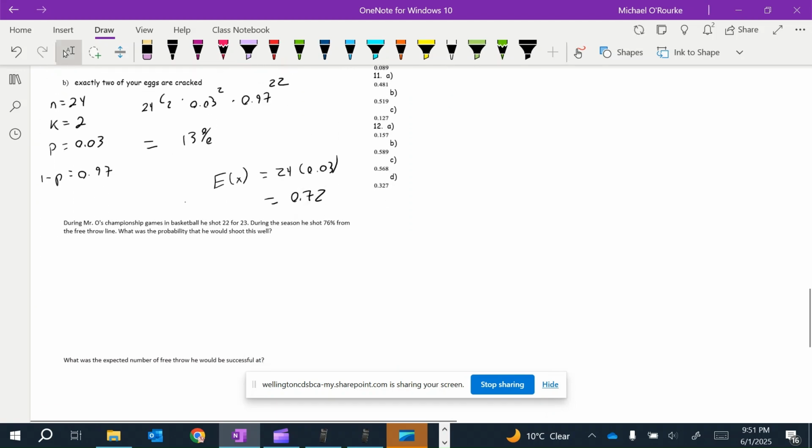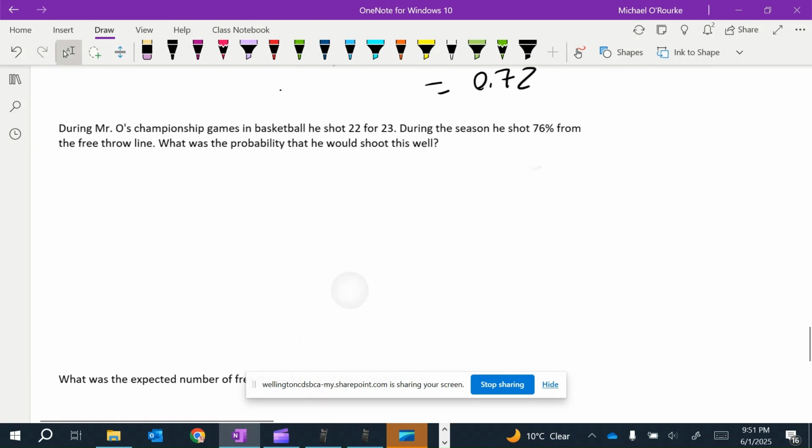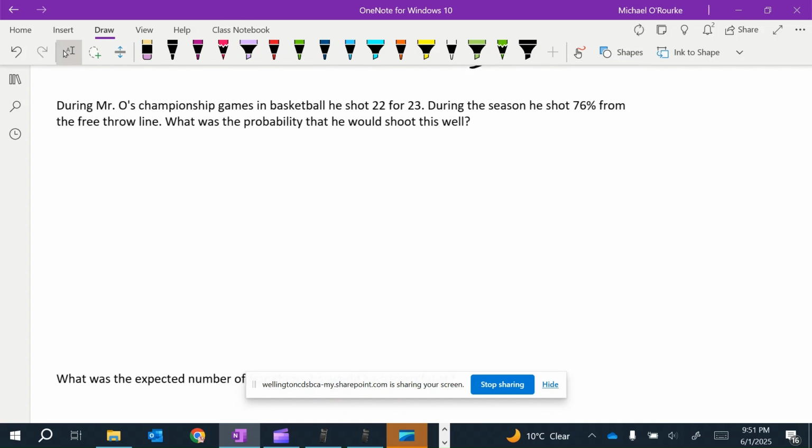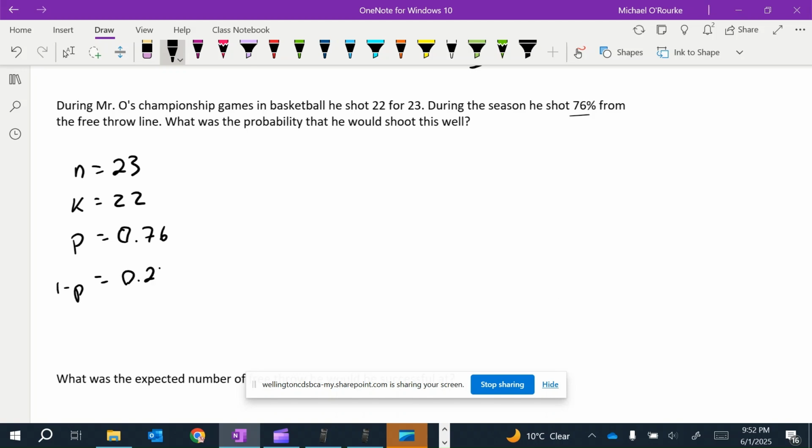All right. We'll do one last one. So this is actually true. During Mr. O's championship games in basketball in high school, I shot 22 for 23. During the season, I shot 76%. What's the probability I'd shoot this well? So n is 23. My k I'm looking for is 22. My probability is 76, so 0.76. So 1 minus p, my probability of failure, was 0.24.